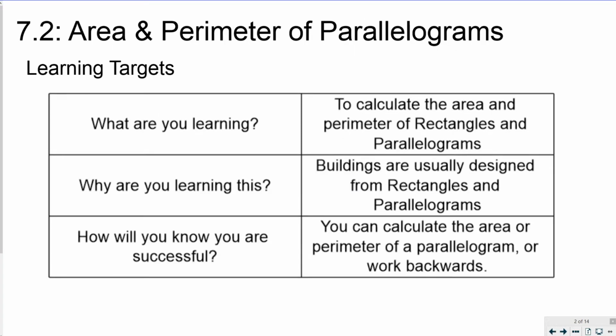In this video, we're going to be calculating the area and the perimeter of rectangles and parallelograms, because buildings are usually designed from rectangles and parallelograms, so if you wanted to do anything with construction, this would be incredibly helpful to know. And you're going to know you're successful when you can calculate the area and perimeter of a parallelogram or work backwards.